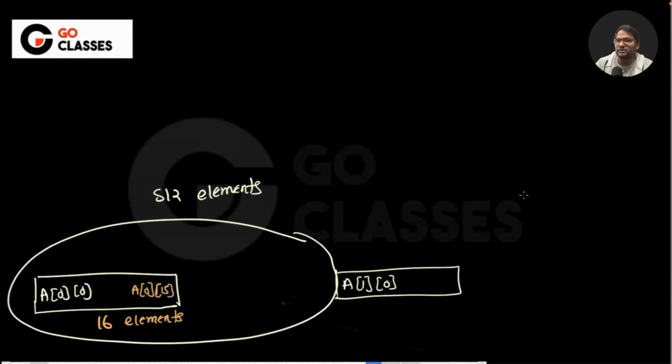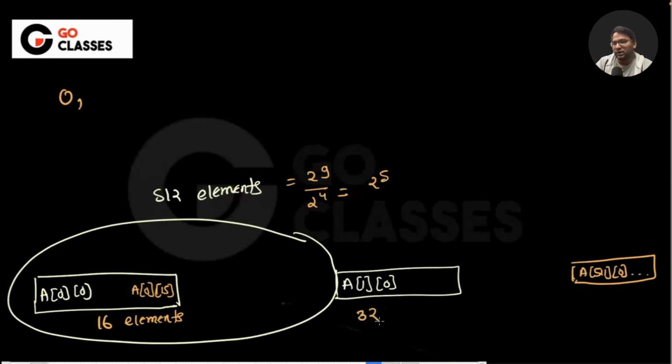Our access pattern is this, right? The last block that we access is basically A5110. For iteration 0, we are going to access this, so we will access block number 0. Then what is the block number for this? 512, which is 2 power 9 upon 2 power 4. Can you tell me the block number? 2 power 5. So this is block number 32.